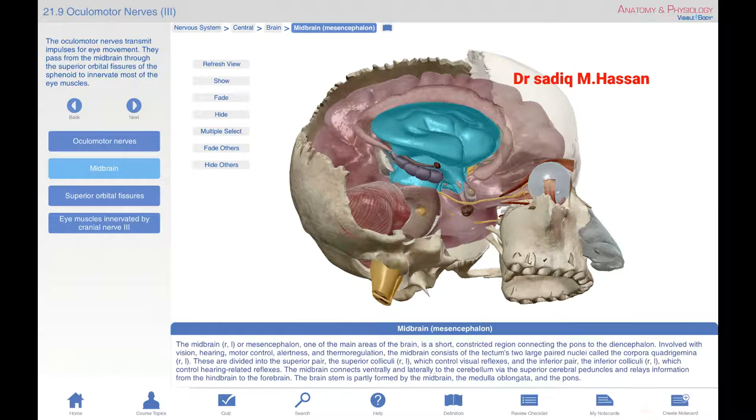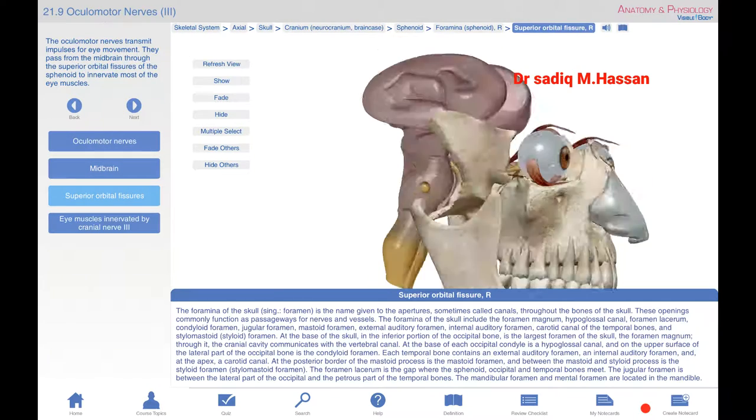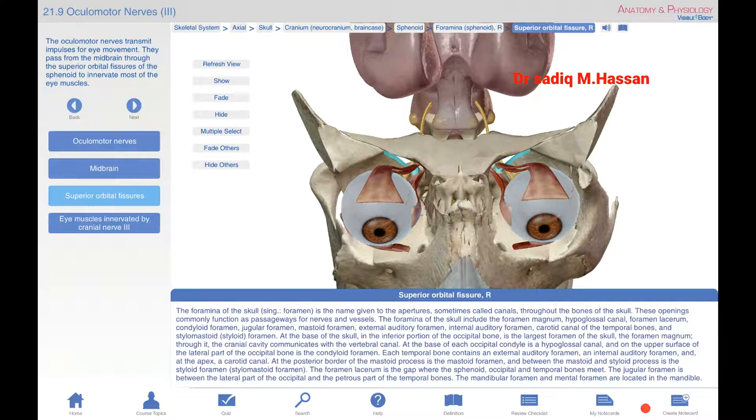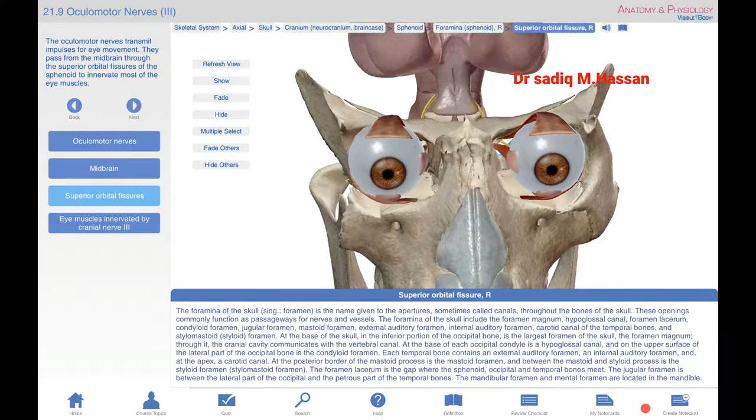The midbrain is connected to the brainstem and cerebellum via the superior cerebral peduncles, and relays information from the midbrain, or higher brain, to the forebrain. The brain stem is partially formed by the midbrain, medulla oblongata, and pons. So let us see the superior orbital fissure where this nerve exits. Yes, here, this is where the nerve exits.